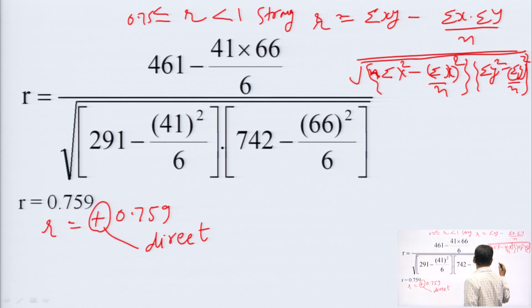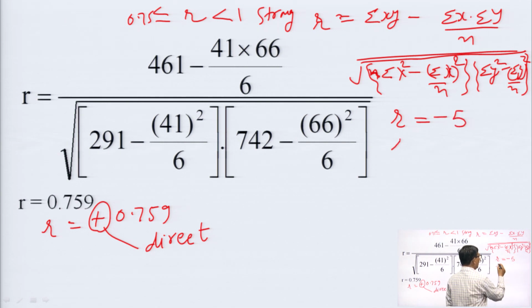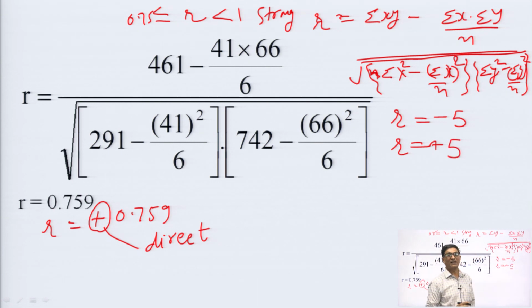So, remember the value of r shows the degree of the relationship and the sign shows the nature of the relationship. If r equals -5 and r equals +5, there is a difference between these two: the minus sign shows an indirect correlation and the plus sign shows a direct correlation, and the value shows the degree of the relationship. So, this is the correlation coefficient.